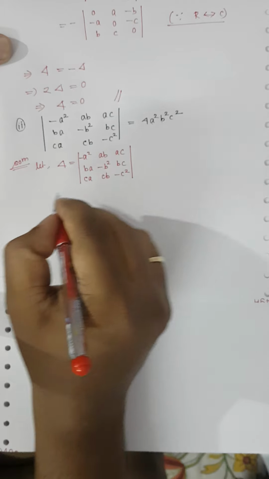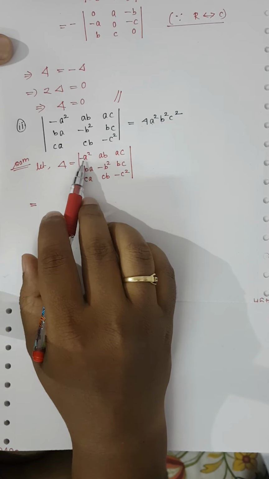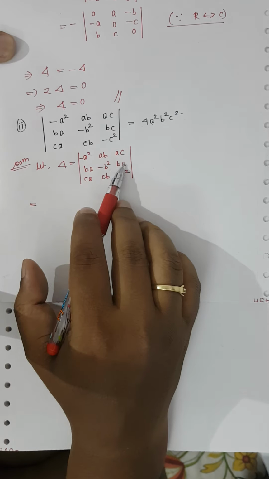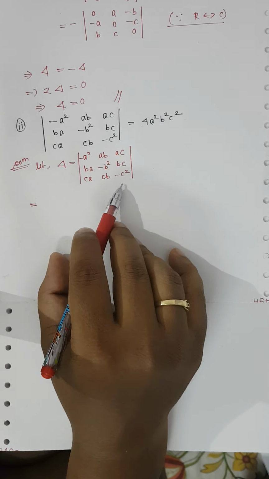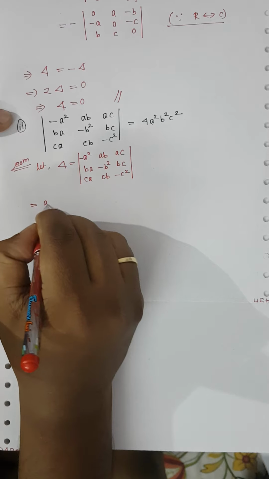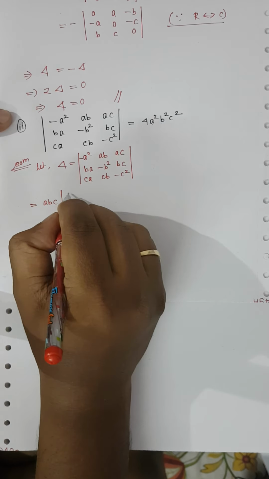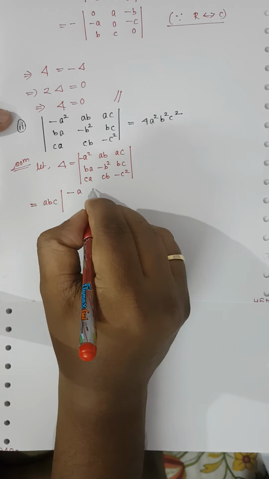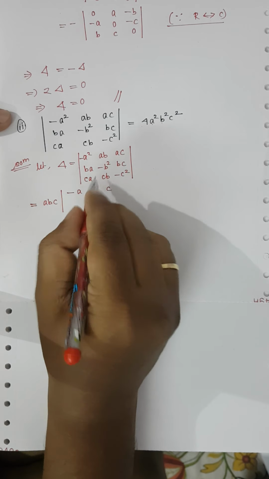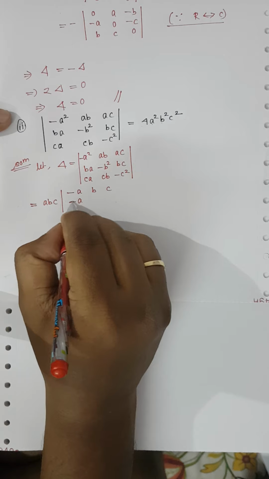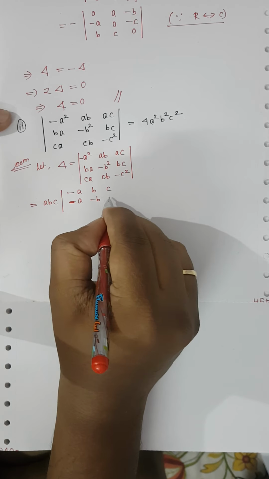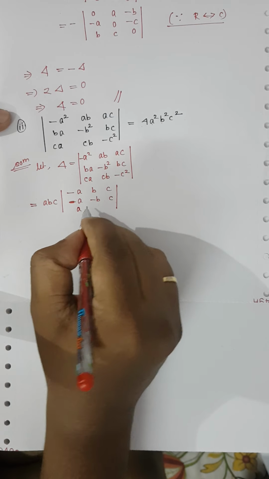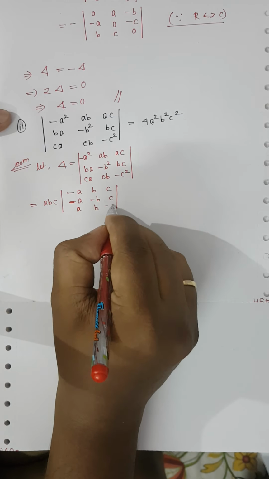You can clearly see that from row 1 I can take common a, from row 2 I can take common b, and from row 3 I can take common c. So it becomes a b c. After taking a common, a is left, minus a is left, this is b, this is c. Again take common b, it is a, minus b, c. Here take common c, it is a, this is b, this is minus c.